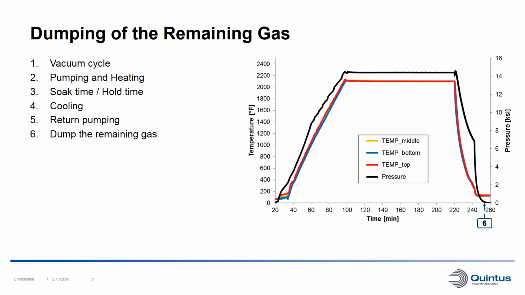When the reclamation is completed, the remaining 5% of the gas will be dumped to atmosphere. When this step is done, the system will be at atmospheric pressure and at low temperature. Then you can open the press and the cycle is completed.